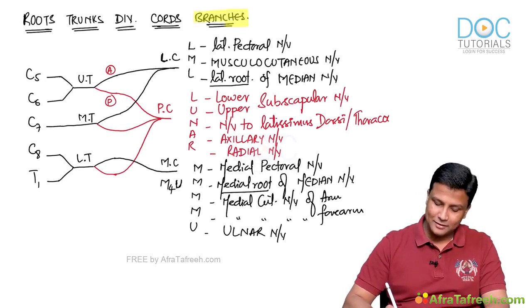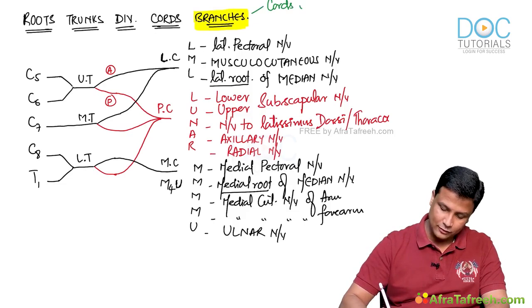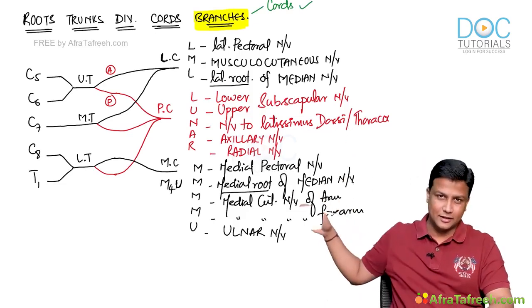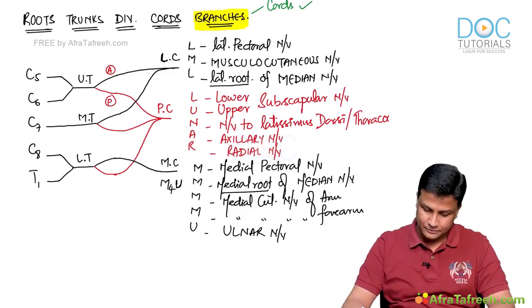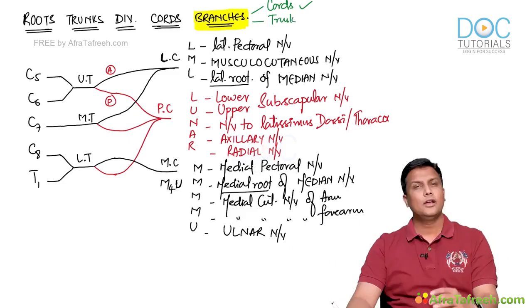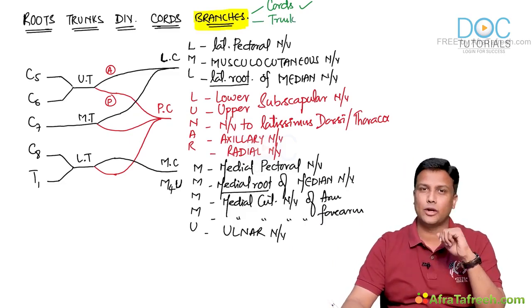Why? Because in the brachial plexus, the branches are given from three places, sir. Number one, the branches are given from cords. And that we have already completed. All the branches from the cords you can see there on the screen, guys. We are done with all the branches from the cords. Next, number two, we also get the branches from the trunk. How many trunks do we have? We have three trunks: upper trunk, middle trunk and the lower trunk.